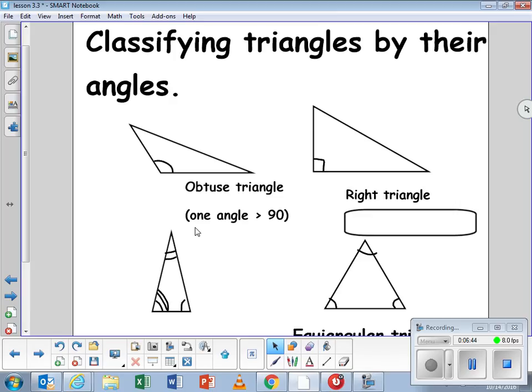One angle. Do you notice that? This one angle here is labeled. It's bigger than 90, isn't it? So if the triangle is obtuse, it has an angle bigger than 90. Again, we're classifying triangles by their angles. So if we consider that thought here, what do you think a right triangle means?